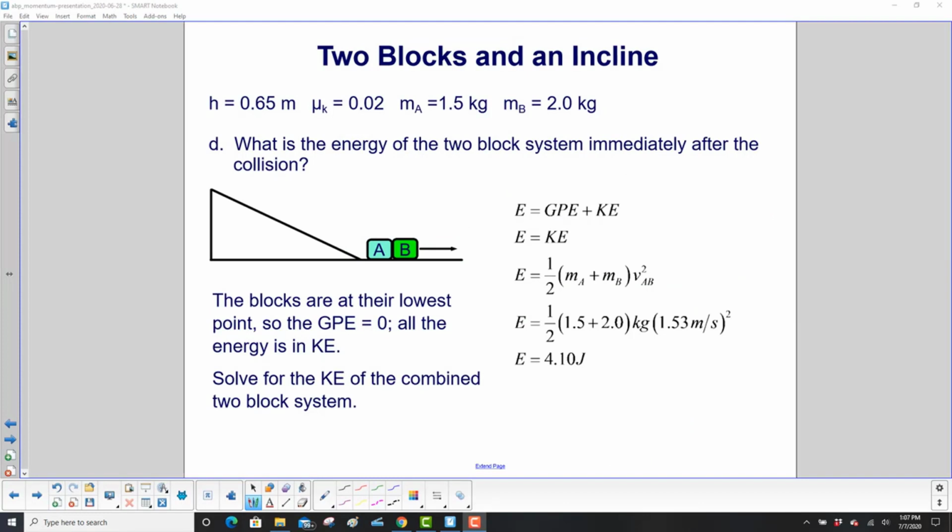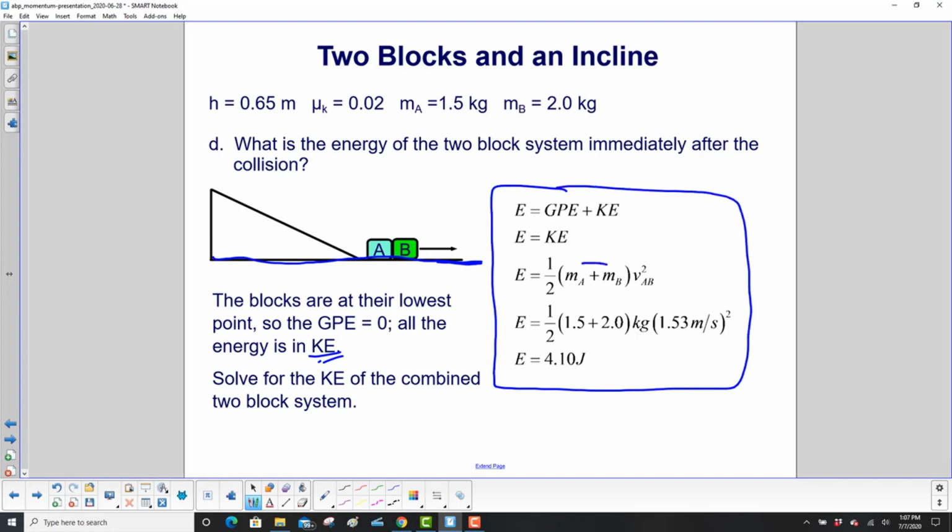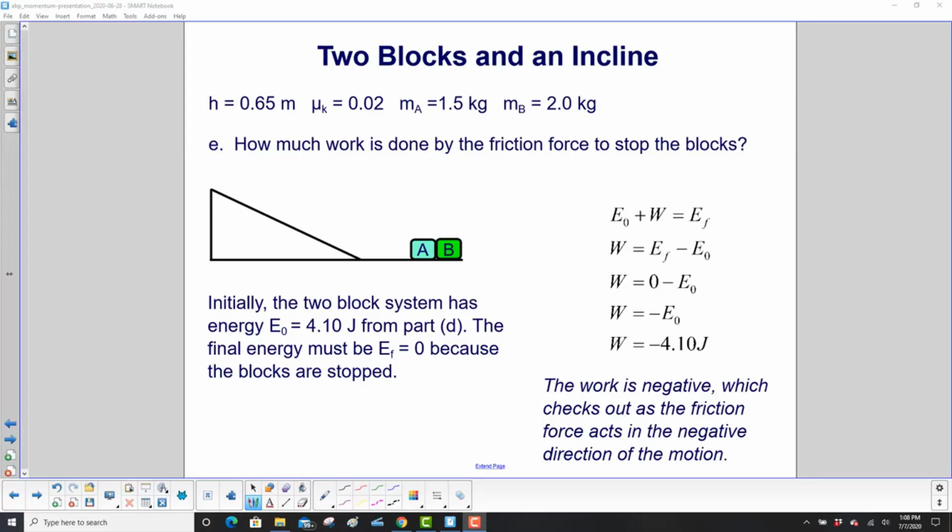What is the energy of the 2-block system immediately after the collision? Well, the blocks are at the lowest point of this problem, and we're defining that as GP equal to 0. So all of their energy will be in KE. So we have the combined mass, make sure you put both masses there, times the velocity that we found in the previous section, and make sure you square it. You do that and you get 4.10 joules.